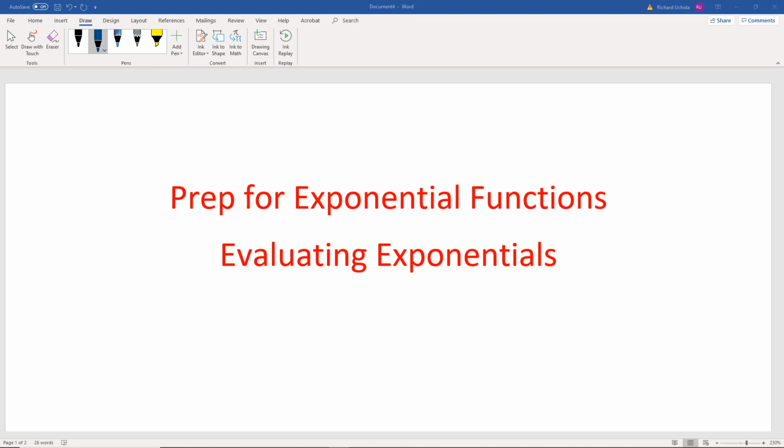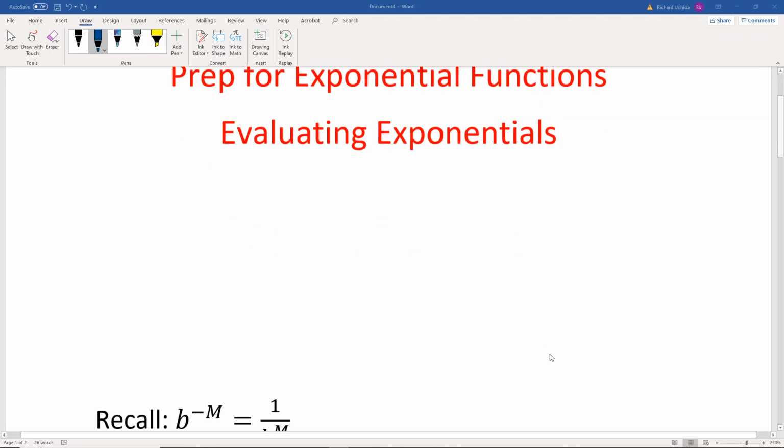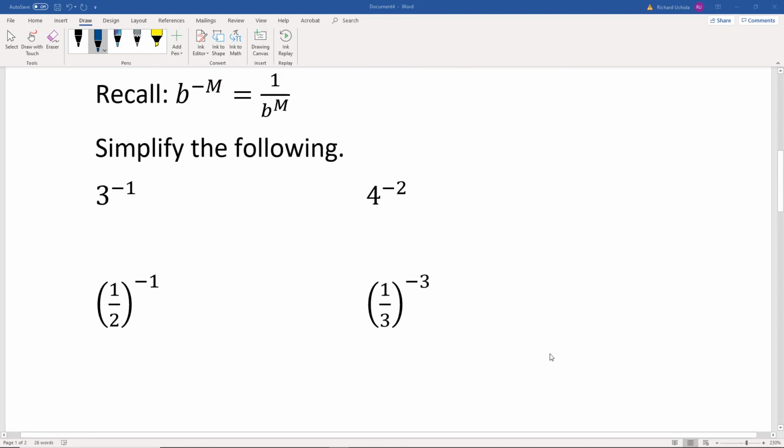In this video, we'll prep for exponential functions by reminding ourselves about evaluating certain exponentials with certain exponents. So first thing to recall: if you have a number b raised to the negative m, that's the same thing as 1 over b to the positive m.